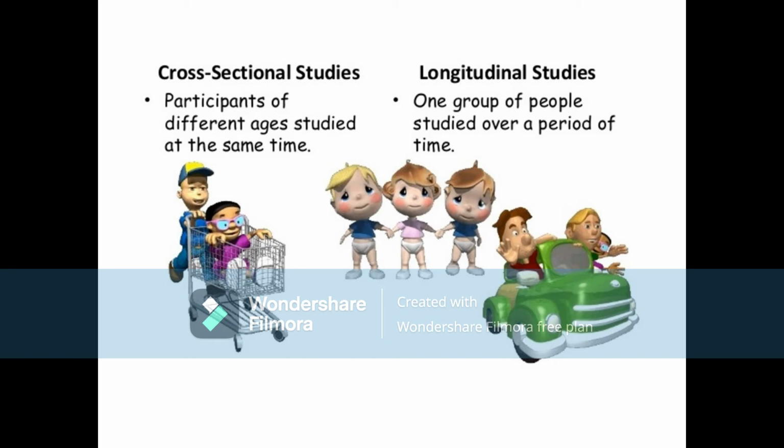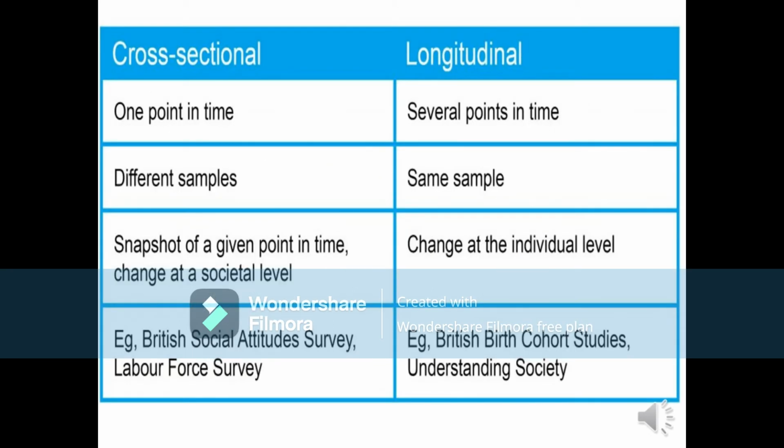When the researchers define their participants in different ages and study them at the same time, that type of study is called a cross-sectional study. When we talk about longitudinal studies, one group of people studied over a period of time is called a longitudinal study. In a longitudinal study, the researcher conducts the study with the same group over various periods of time. Now we can also differentiate the cross-sectional study and the longitudinal study.